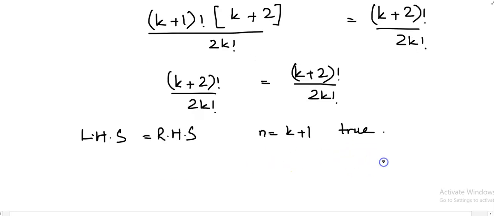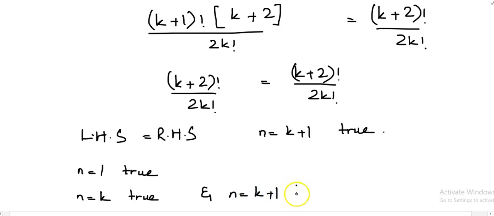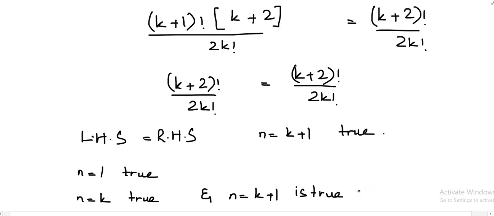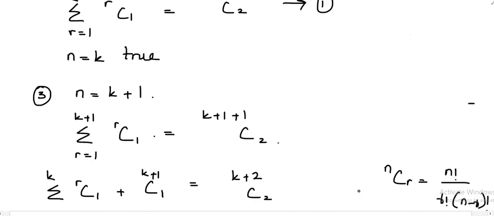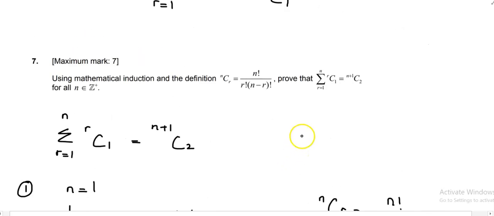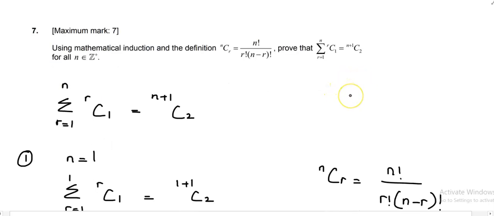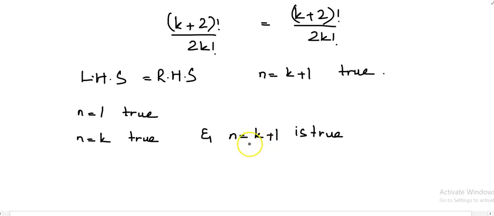So at the end you will just be writing the final statement, and that final statement is: because n is equal to 1 is true, and n is equal to k is true as well, and n is equal to k plus 1 is true, by the principle of mathematical induction. So this means that over here initially we were provided with this thing, sigma r is equal to 1 till n, r combination 1 is equal to n plus 1 combination of 2. So yeah, that is how you will prove this thing.